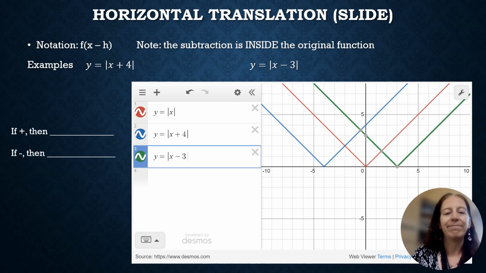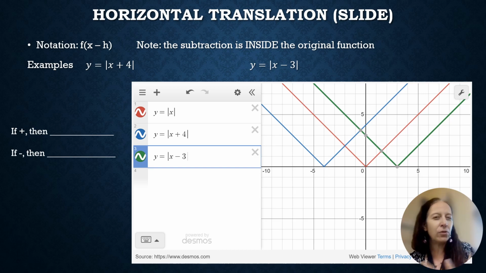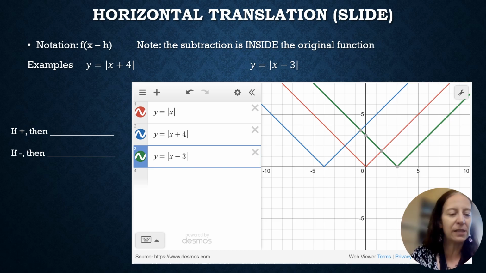And it did. Okay, so our horizontal translation, or sliding them back and forth this way, is inside. So you've got adding and subtracting, which can have an outside or inside. Outside is up and down. Inside is going to be left and right. And inside is backwards from what you probably expected it to be.